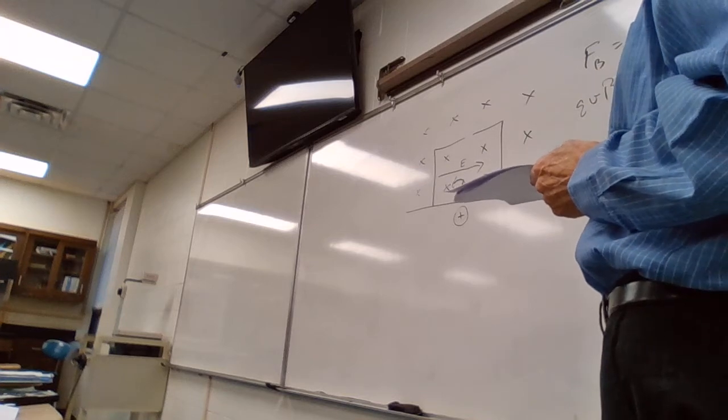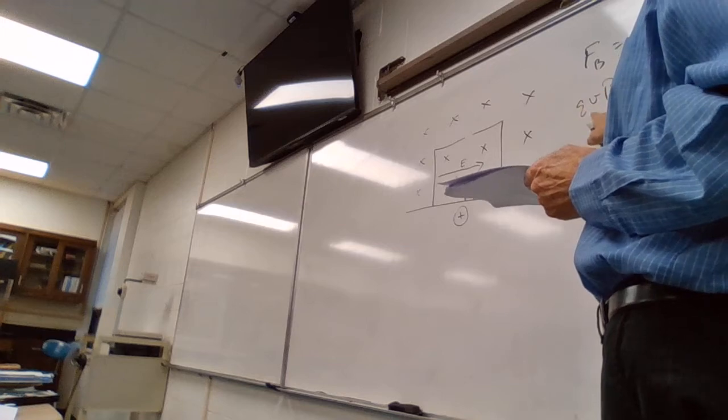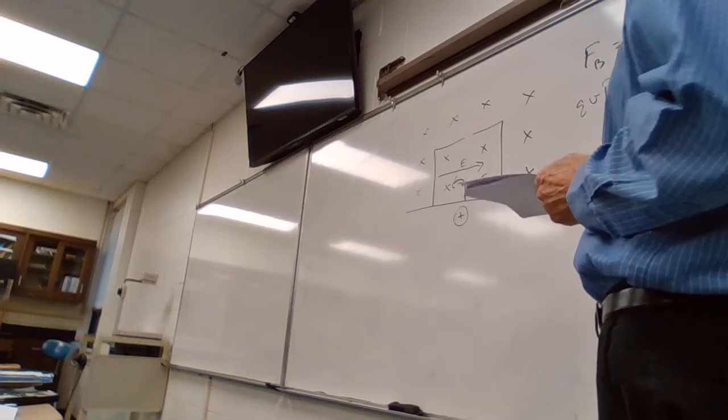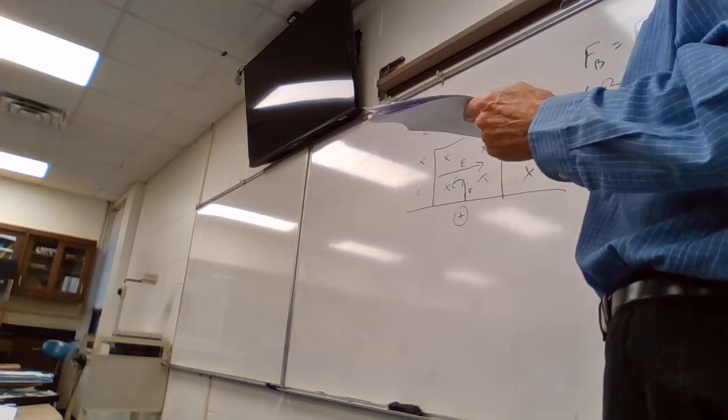Look, magnetic force equals the electric force, which is what we just talked about. Magnetic force is QVB. Electric force is EQ. Velocity is E over B.